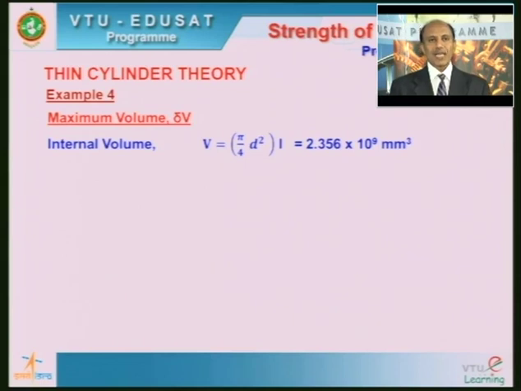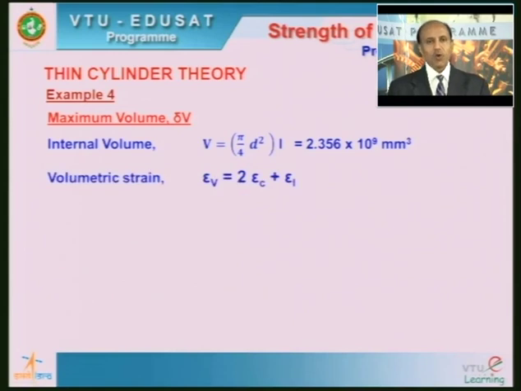First thing is to calculate the internal volume of the cylinder. Please understand, it is the internal volume. So, how do we calculate this particular quantity? It is the area, pi by 4 into d square, into L. That should give you the volume of the cylinder that we have here.